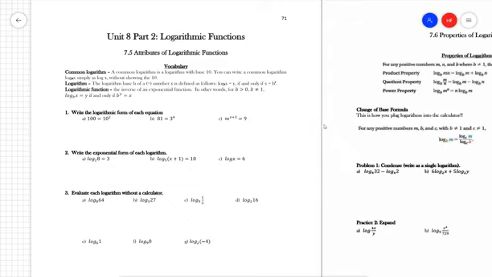Hey guys, so today we are graphing logarithmic functions. So we're going to be graphing those logs. Before we get started with graphing though, we are going to go a little bit over our logs as exponentials and our properties of logs.